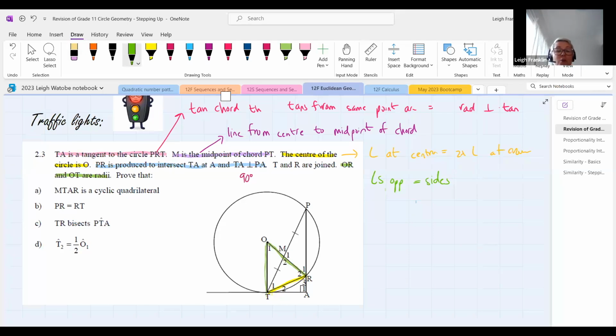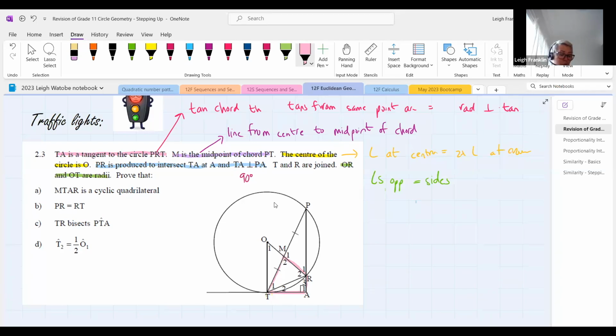Okay, so first things first, prove that MTAR is a cyclic quad. So if you are doing paper 2, they should give you an answer book, which means you should be able to use colored pens or highlighters. Go and highlight the quad that they're asking you to prove is cyclic. So MTAR is this one over here. Okay, so if we prove that it's cyclic, or when we prove that it's cyclic, we are proving that it is possible for us to draw a circle through M, T, A, and R. Not that there necessarily is one there, it is possible for us to do so.